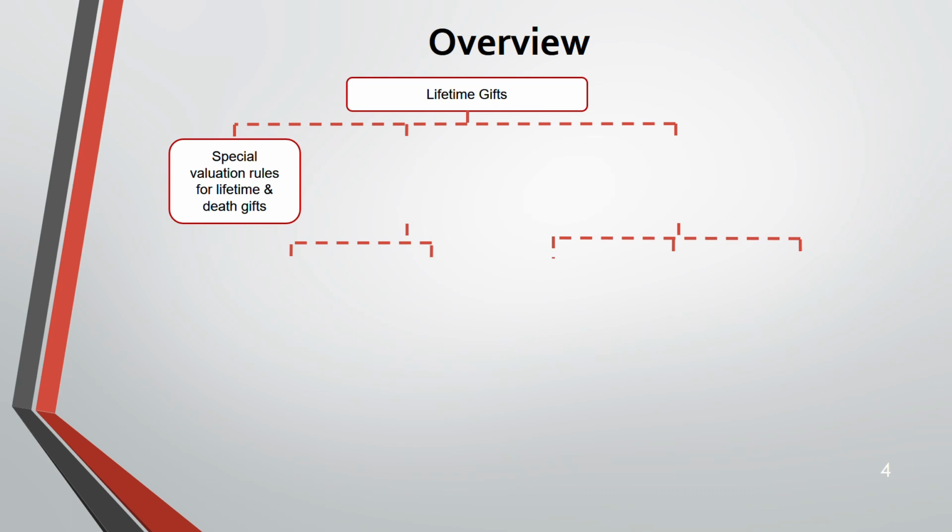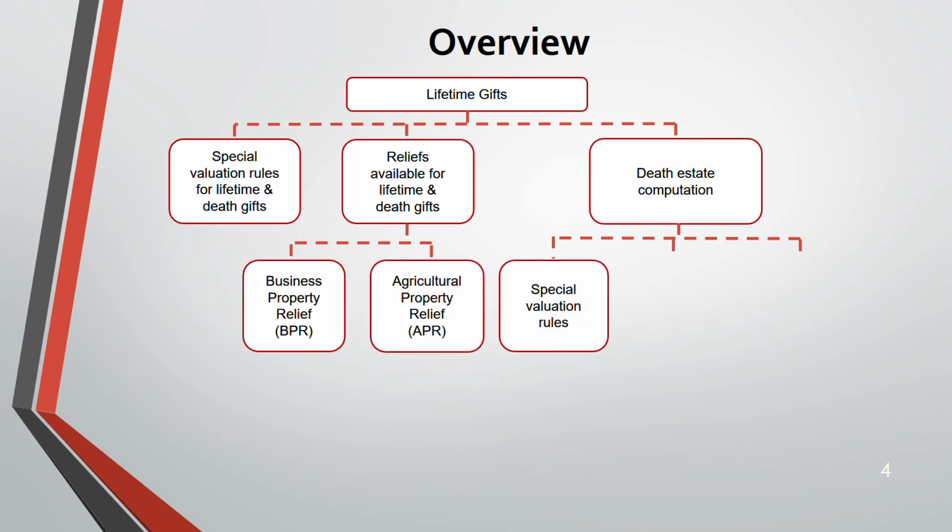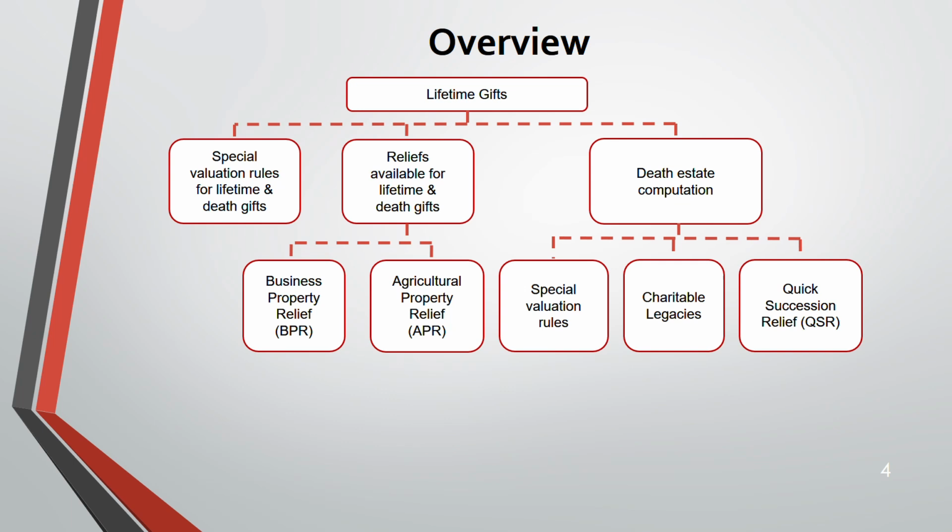Now, starting with lifetime gifts. This is an overview of the lecture. Special valuation rules, reliefs. Under reliefs, we have BPR and APR. Death estate: we have special valuation rules, charitable legacy, that means when IHT is reduced to 36%, and quick succession relief. Quick succession relief is only on death estate computation. It is not applicable for lifetime gifts.